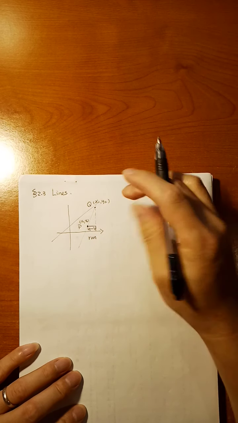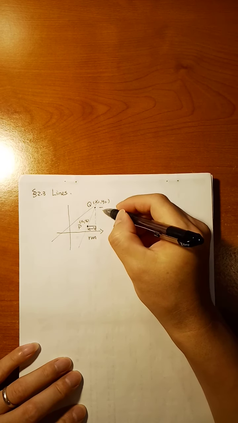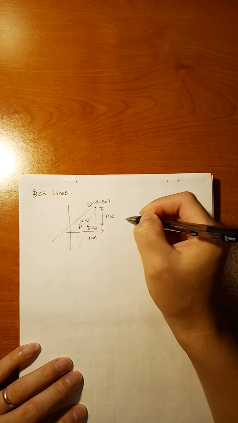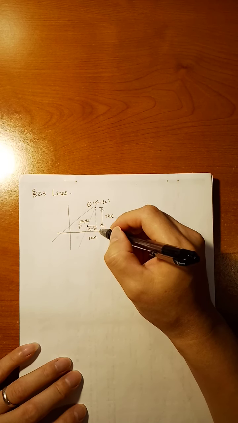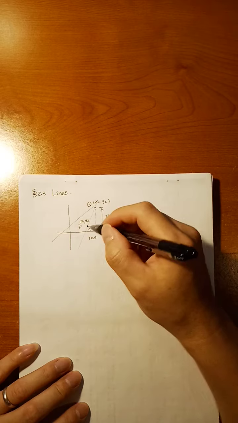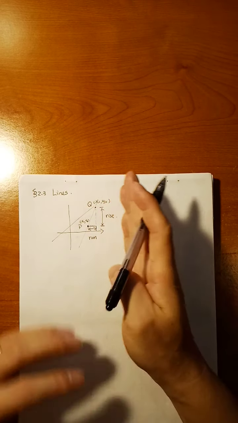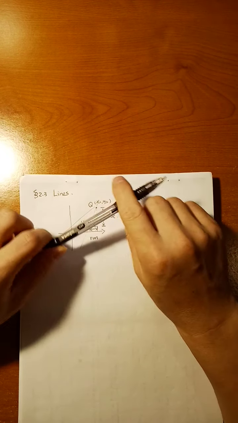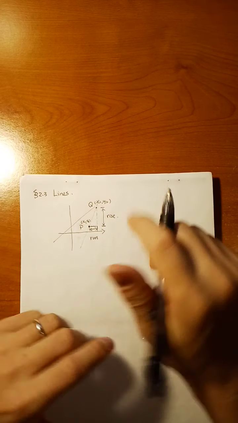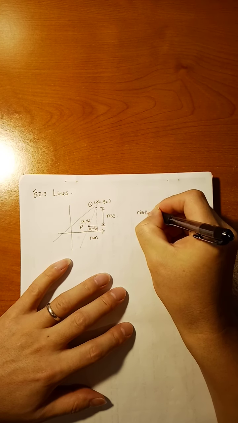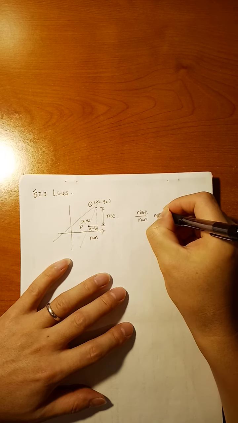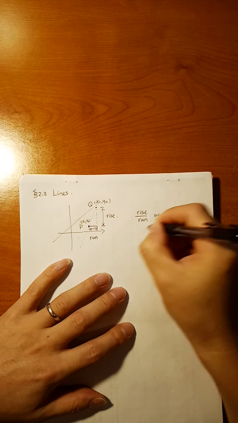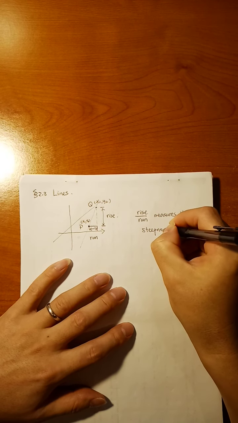And then from P to Q, the y value also changes. The y value from this height to this height is called the rise. And the ratio rise over run is a numerical measure for the steepness. If this rise over run is very big, you see here, big rise, small run, it is more steep. If this rise over run is very small, it's more horizontal. So rise over run measures the steepness of the line.